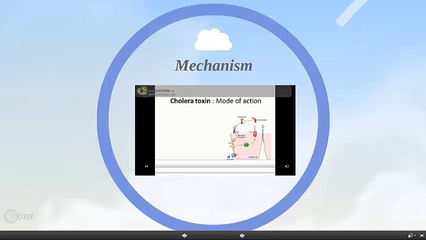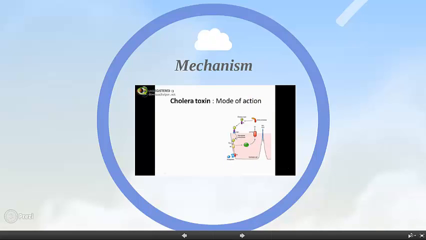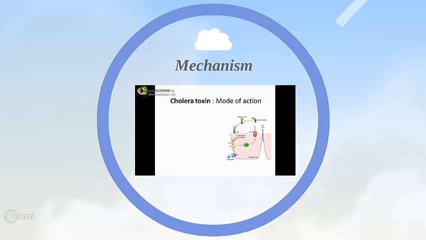After the entrance of the A subunit, it changes the cell signaling inside, using the G protein. The G protein is modified here. After that, it increases the cyclic AMP concentration. Then it allows the release of water and sodium ions outside, as well as chloride ions.